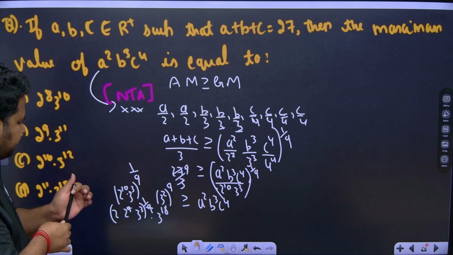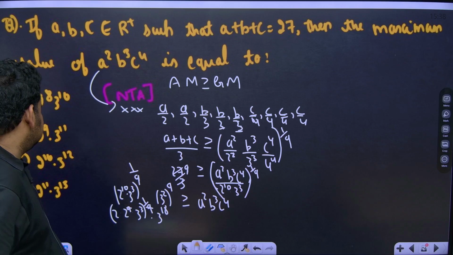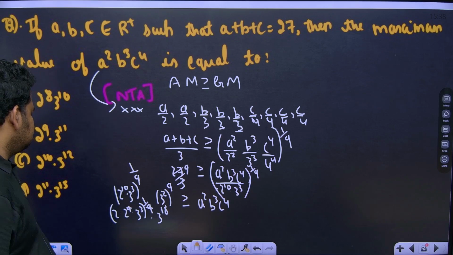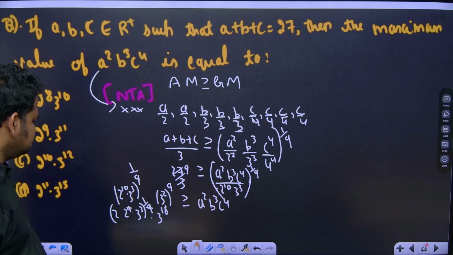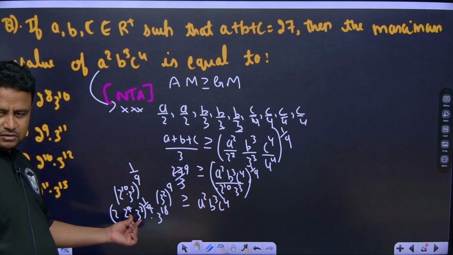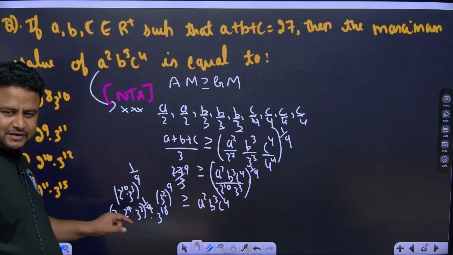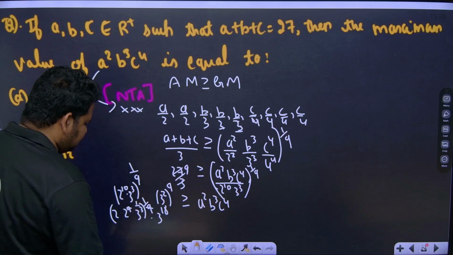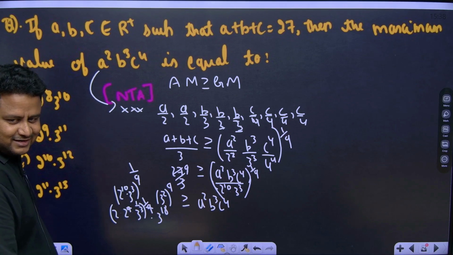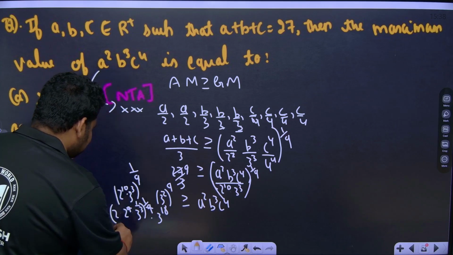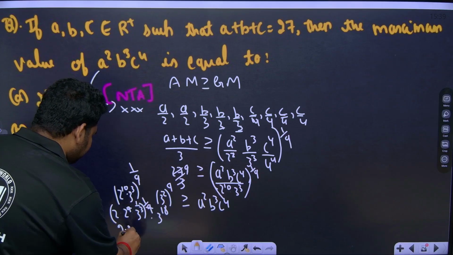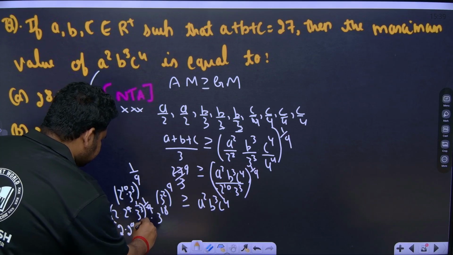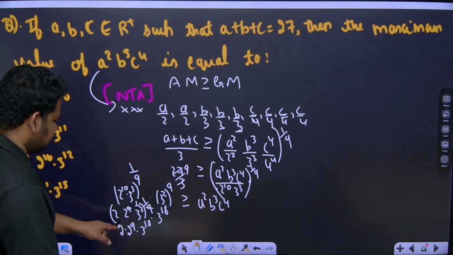Why 3 to the power of 5? You have to apply this also, no? This will become 1 by 3. Okay. Got it? So this will become equal to 2 into 2 power 9 into 3 to the 18. 9 is cancelled. Okay.